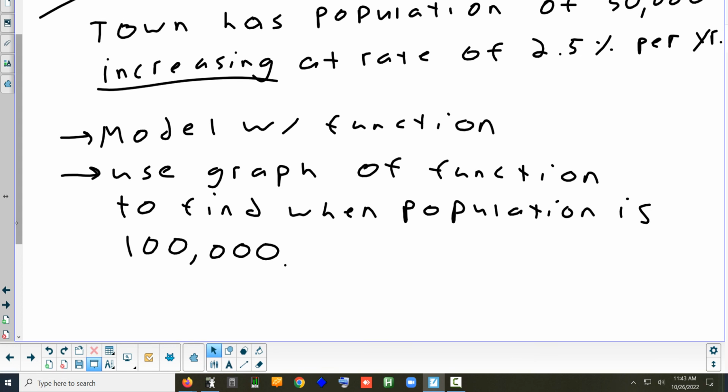And what I would do to name the y variable, I would call it population as a function of time. So I would use P of t. I mean, I guess you could use A for amount if you wanted to be more generic, but this amount is a population of people. So P is a good letter.